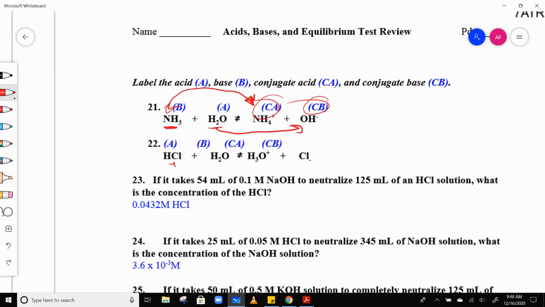HCl gives up H plus to become Cl minus. That's why it's the acid. H2O takes on that H plus to become H3O plus. That's why it's the base. And then this is the conjugate acid. This is the conjugate base. Just that order.